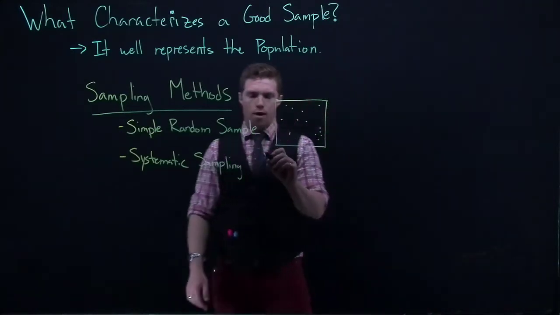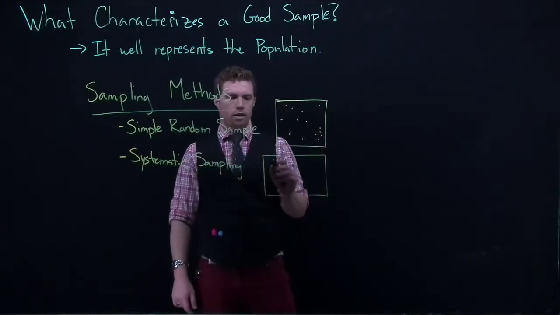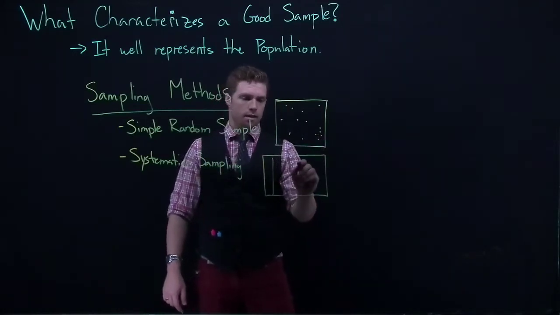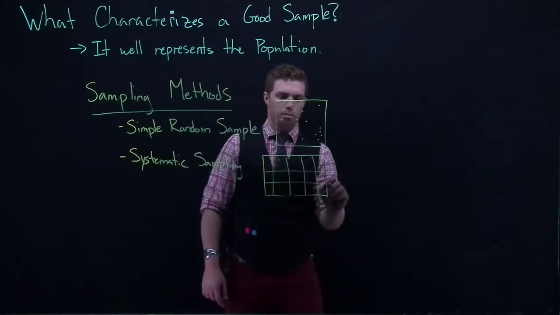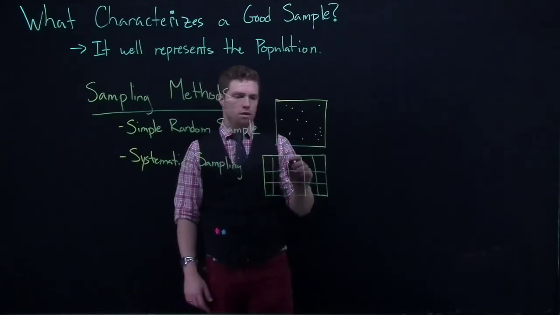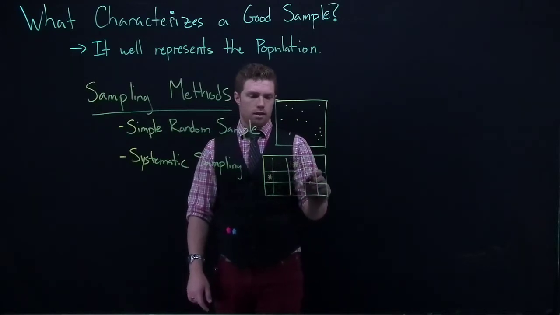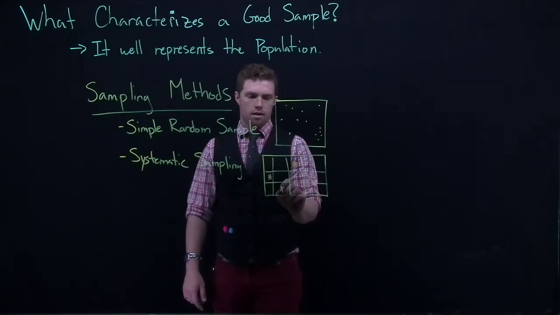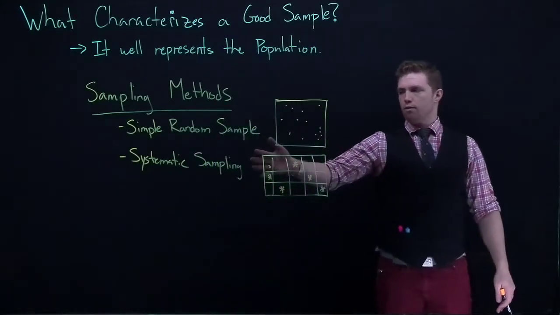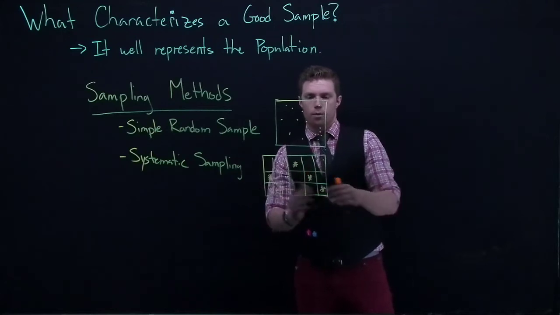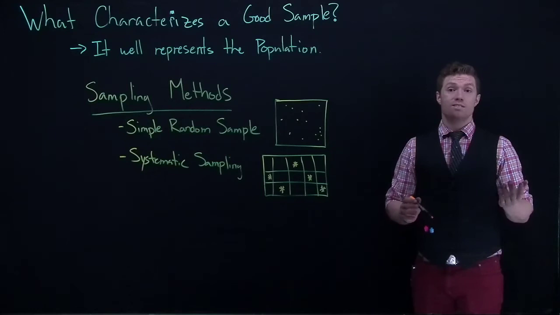If we were looking at it graphically, we could do something like this. I'll give myself another rectangle, and let's give us some boxes. I'm going to take every third for this one. I'm going to take this one, this one, this one, this one, and that one. So that would be working from one side to the next, going down the rows. Every third is what I'm going to measure. That would be systematic sampling.